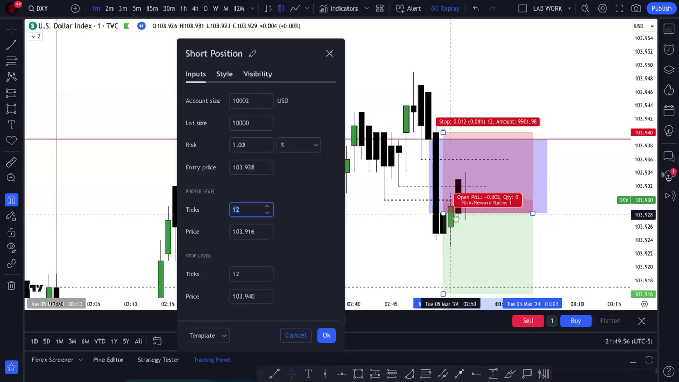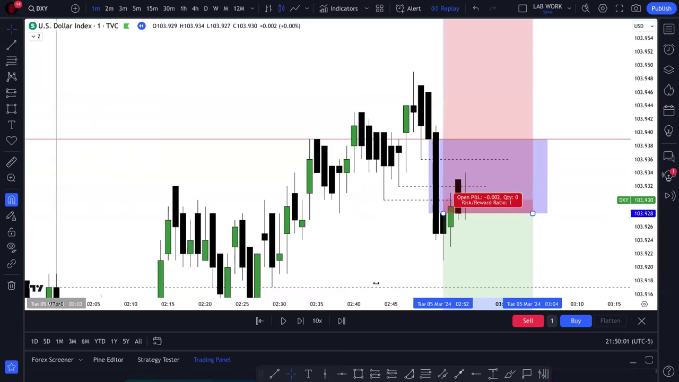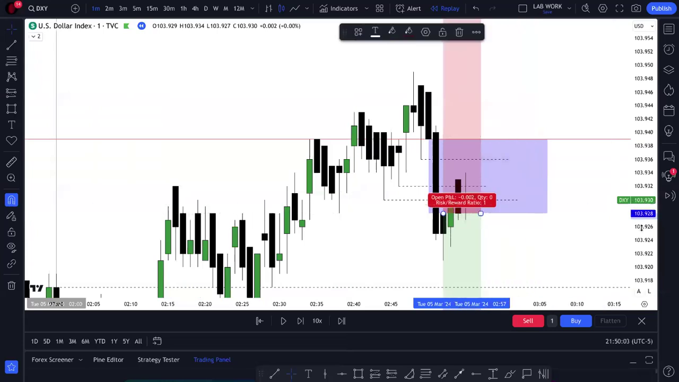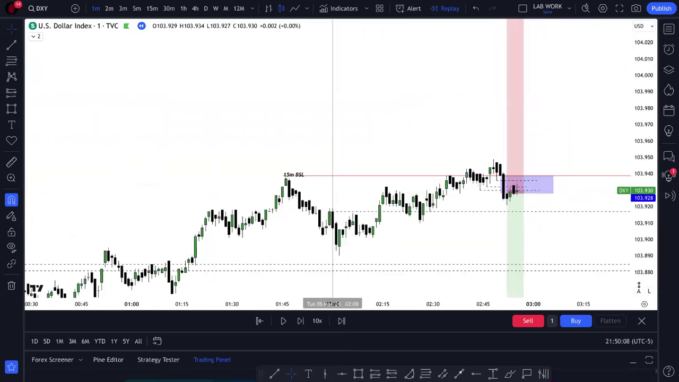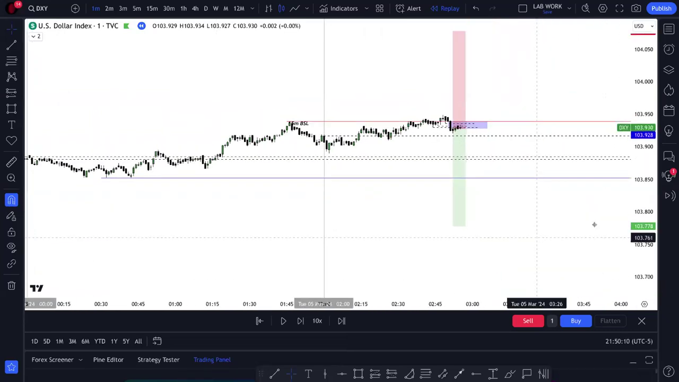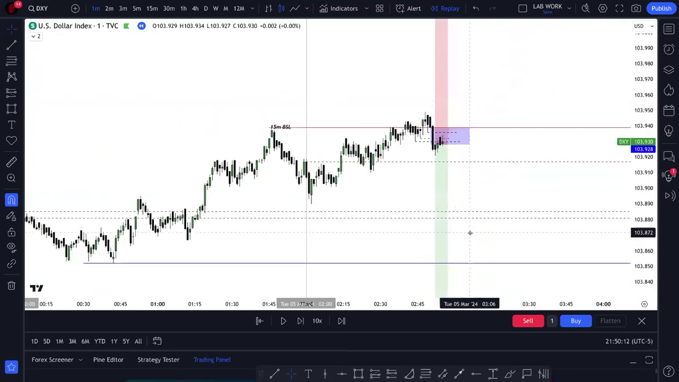Institutional order flow drill. That's what you're basically doing. It's nothing very special about the idea. It's just the first opportunity you get to go short. And we got 15 ticks for 15 ticks on the DXY, and we would look to see if price respects that. Let's play it through.